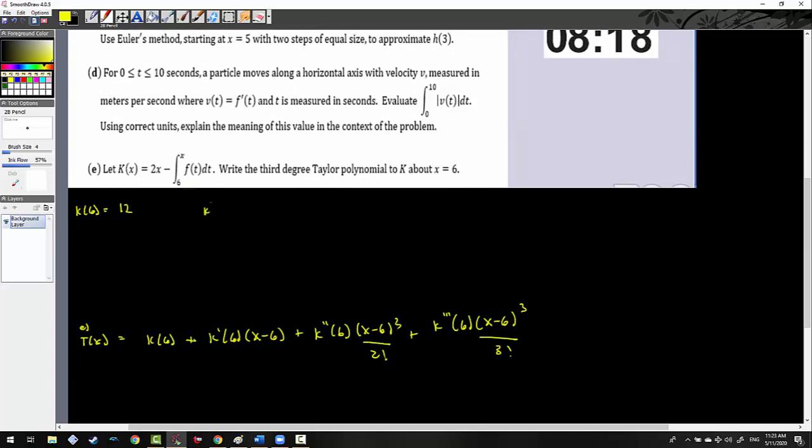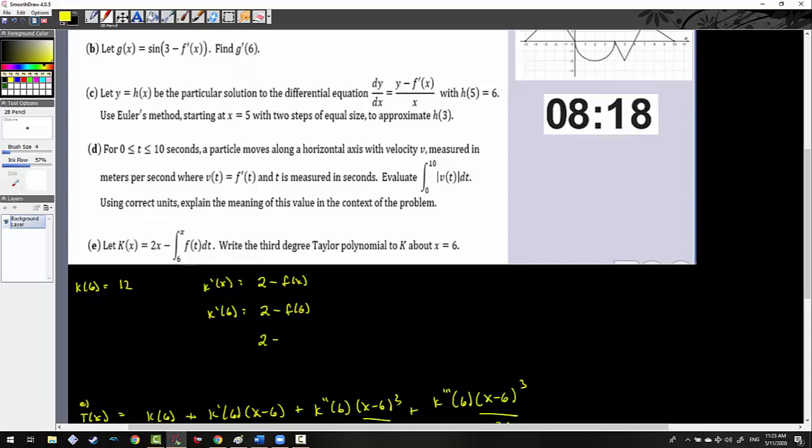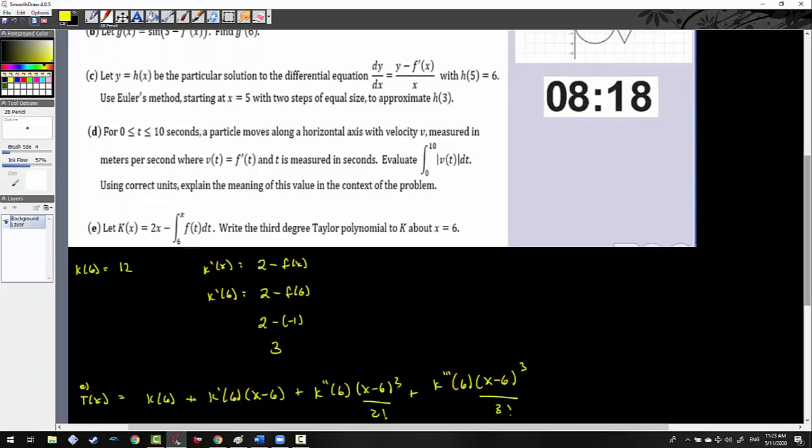Well, k prime of x, using the second fundamental theorem of calculus, is going to be 2 minus f of x. And if I want k prime of 6, that's going to be 2 minus f of 6. Well, what is f of 6? F of 6 is negative 1. So we get 2 minus negative 1, so I end up getting 3. So k prime of 6 is equal to 3. I'll box them too, just so I feel like it.